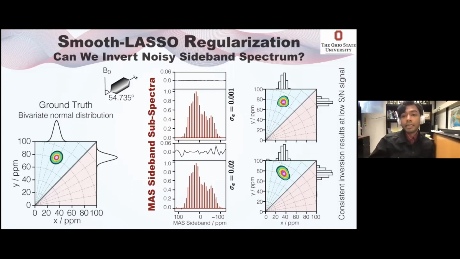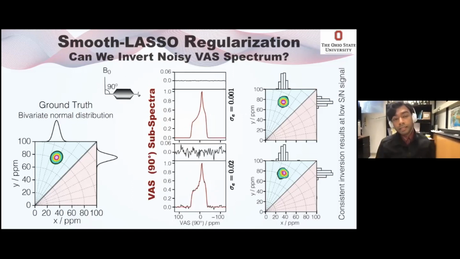And the same thing can be done for another kind of experiment, which is the magic angle flipping experiment, in which you determine the anisotropy at 90 degrees instead of the magic angle. So it's the same representation here. The upper one is done at a lower noise level, and the lower half is at a higher noise level. And what we see is, again, a consistent solution with respect to the inversion.